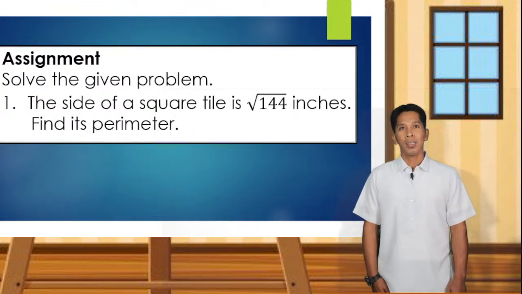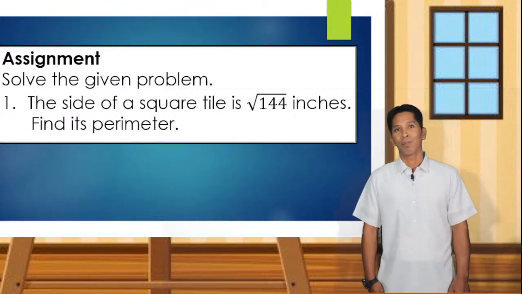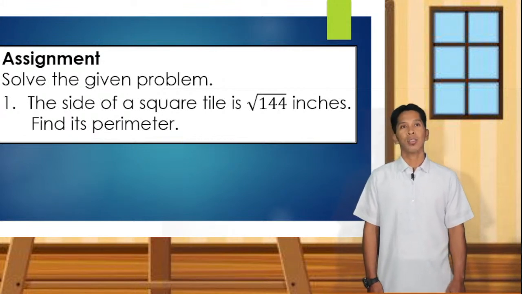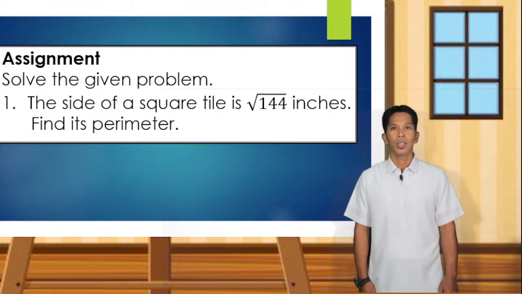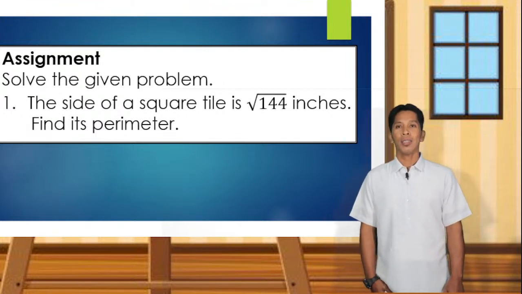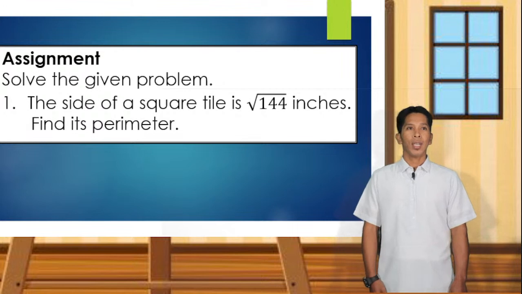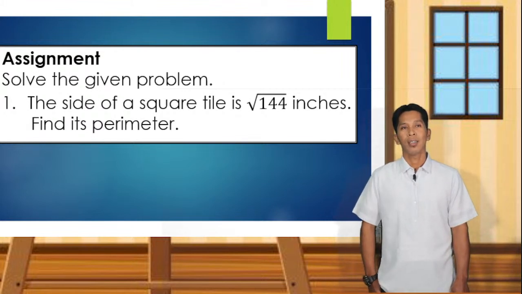For your assignment, I want you to solve the given problem. The side of a square tile is square root of 144 inches. Find its perimeter. So for more exercises, please answer your Module 8.